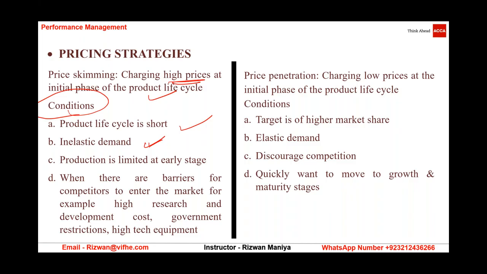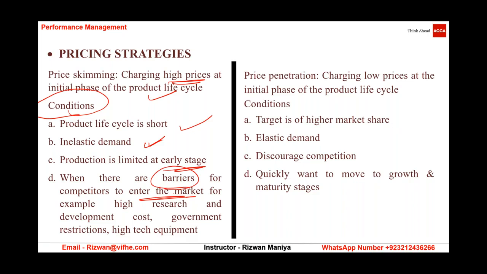So in case of inelastic demand, you can use price skimming because if you charge a high price, demand will not be affected. Production is limited at early stage. In case of cars, mainly, when production is limited, you charge a high price because if you charge a low price, you will get lots of demand and you might not be able to cover it.